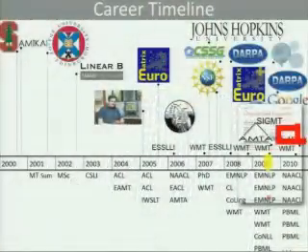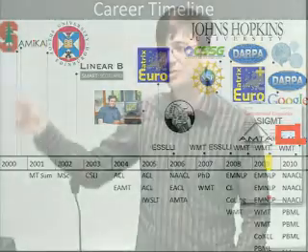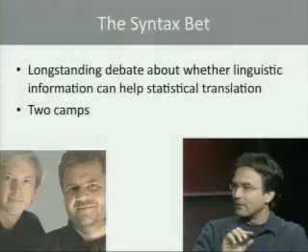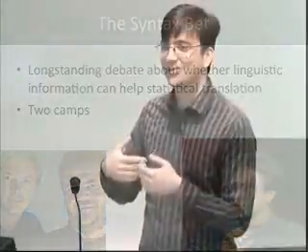So today I'm going to talk about research that I did this past summer. This was a 2-month project that I did with a bunch of other researchers. And the topic for the project is this syntax bet that we have running in our subfield. There's really been a reasonably long-standing debate about whether linguistic information can actually help statistical machine translation.